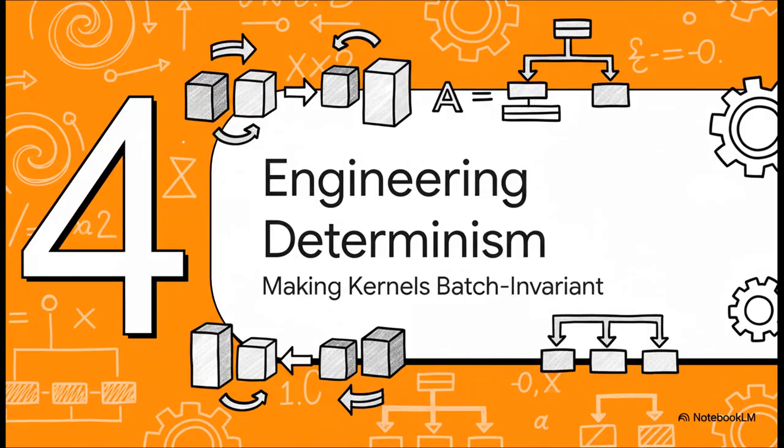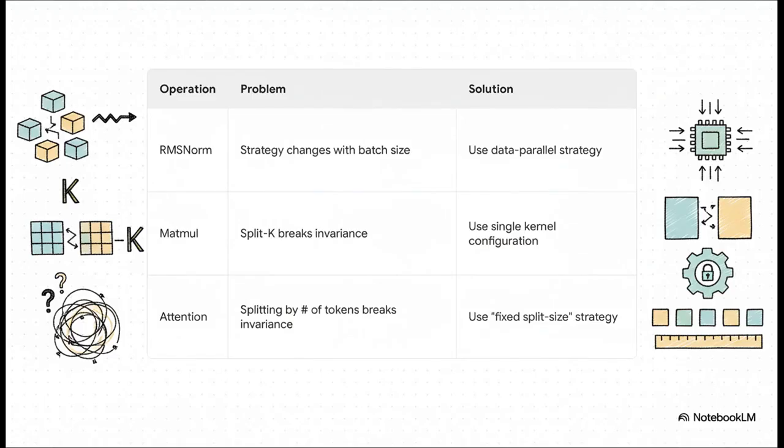Okay, so we've found the real culprit. Now what? How do we actually fix this? Well, the answer is to go back and re-engineer those core math operations to make them batch invariant, to make sure they give you the same answer no matter what the batch size is. The engineers tracked the problem down to 3 main operations. For every single one, the problem was basically the same.